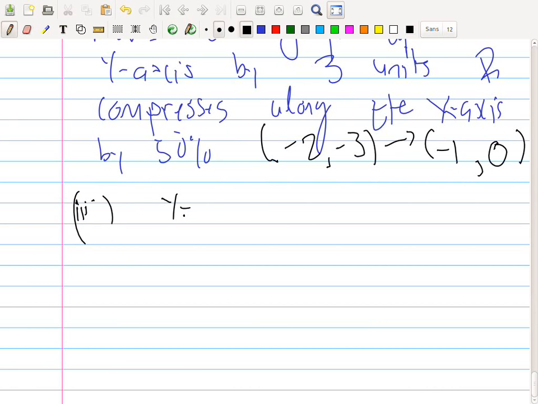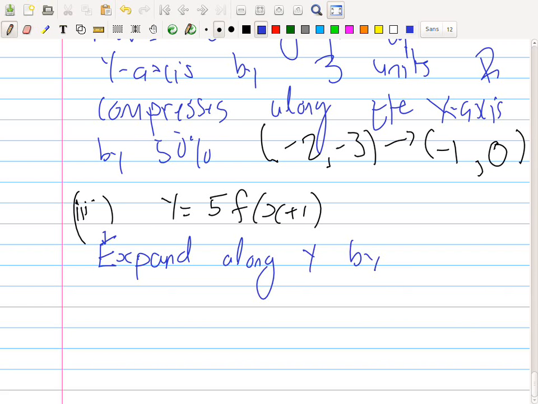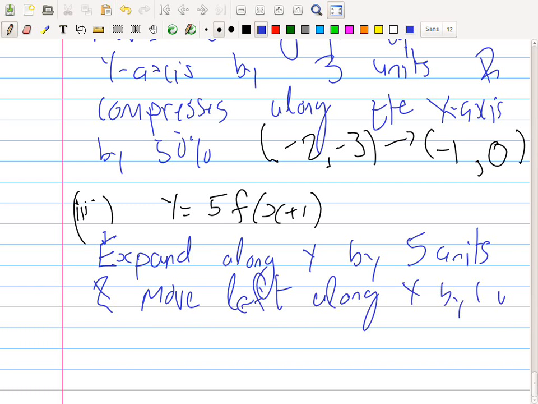y equals 5f(x plus 1). So, what is the effect of the x plus 1? It stretches it. Well, no, this one first, x plus 1. It moves it to the left by 1 unit. And the 5? It compresses it by 5 units. No, it expands it by 5. Oh, the y is the opposite. Yes. So expand along y by 5 units and move left along x by 1 unit.